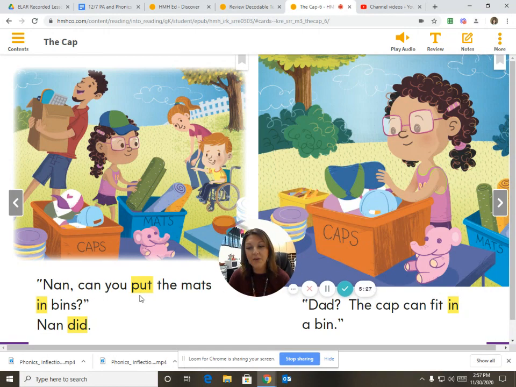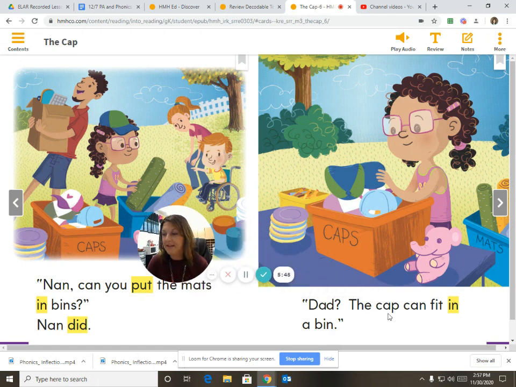Nan, can you put the mats in bins? Nan did. Let's read that again together. Nan, can you put the mats in bins? Nan did.